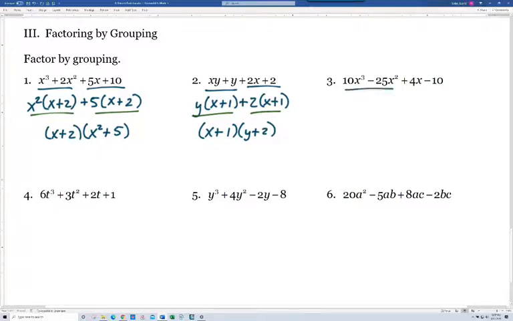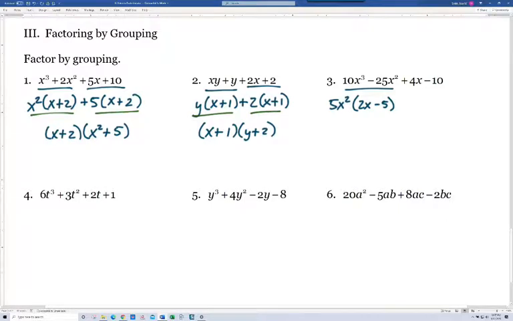All right, so let's see how you did here. The GCF would be 5x squared, and it's going to be 5x squared times 2x gives you the 10x cubed, and 5x squared times a minus 5 will give you the minus 25x squared.